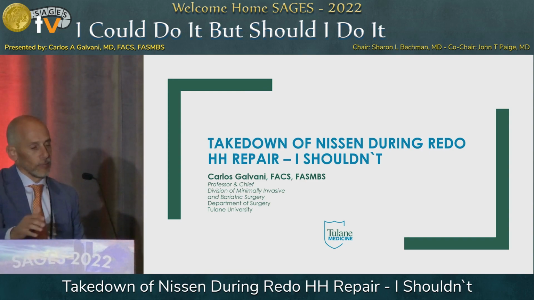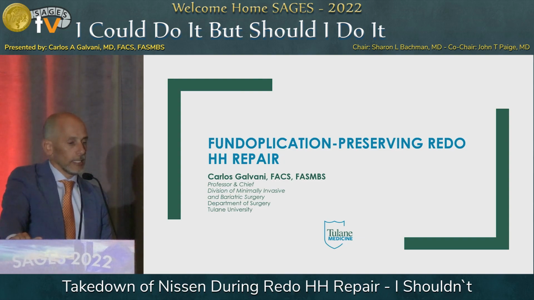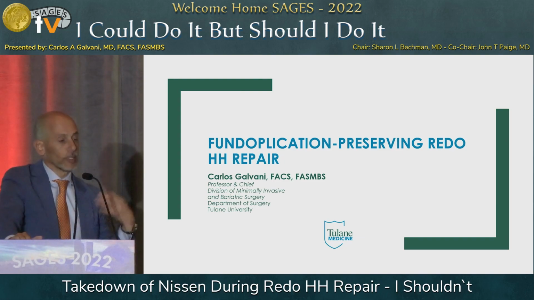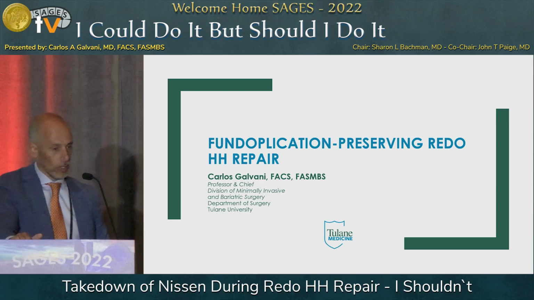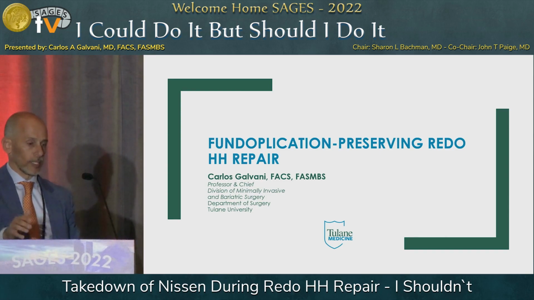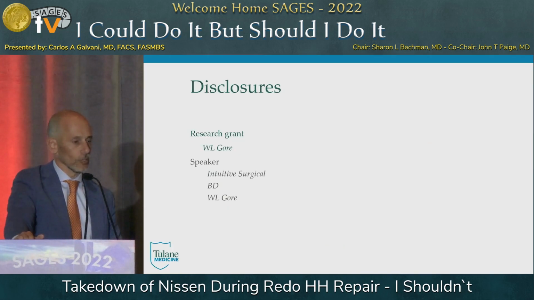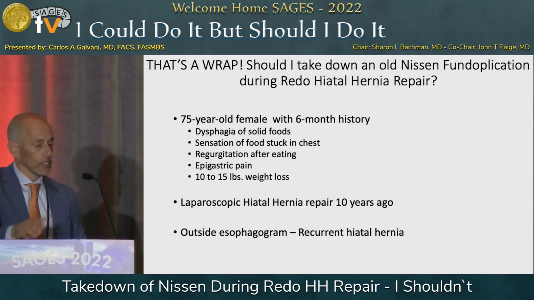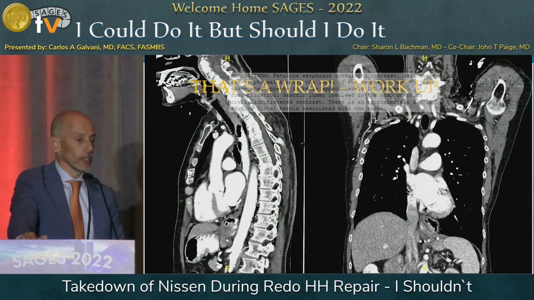This is the title of my talk, and these are my interpretation of the talk. So I'm going to talk about fundoplication-preserving redo hernia repair. People try to preserve the spleen sometimes. I'm trying to preserve the fundoplication. My disclosures are here. This is the case they told us about early on.